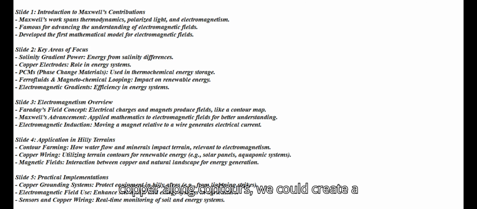If we laid copper along contours, we could create a system utilizing electromagnetic induction. For example, if a magnet moved relative to the wire, it would generate an electrical current. This could be harnessed for renewable energy systems in hilly terrains. Solar panels, installed along the contours of landscapes, could maximize sun exposure and use water for cooling. Copper wiring could be integrated into energy storage systems, creating localized energy generation.